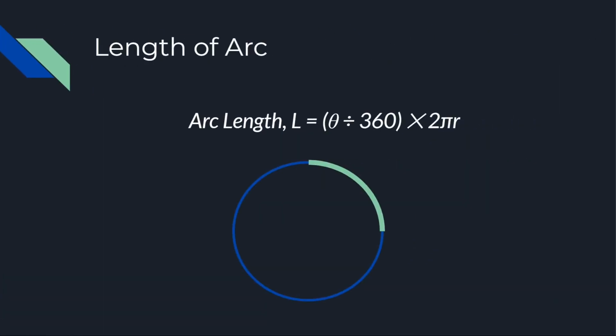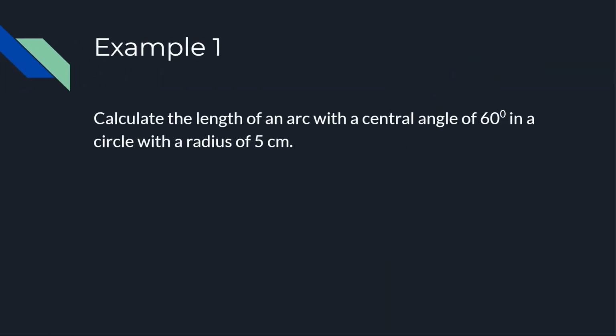So using the central angle, we can calculate what fraction of the circle circumference it represents and then multiply by the total circumference, 2 pi r. Here's an example. Calculate the length of an arc with a central angle of 60 degrees in a circle with a radius of 5 centimeters.